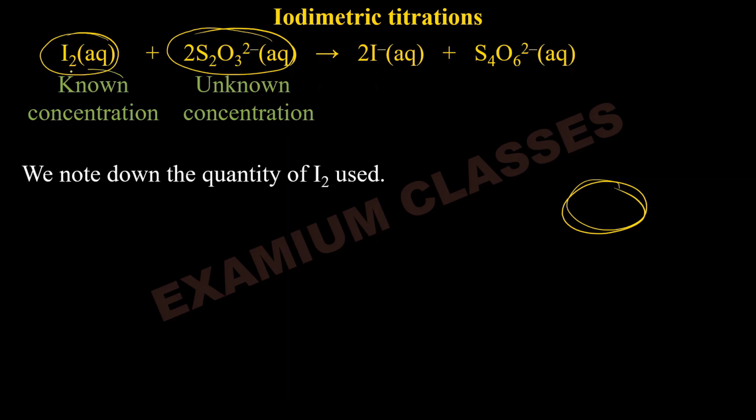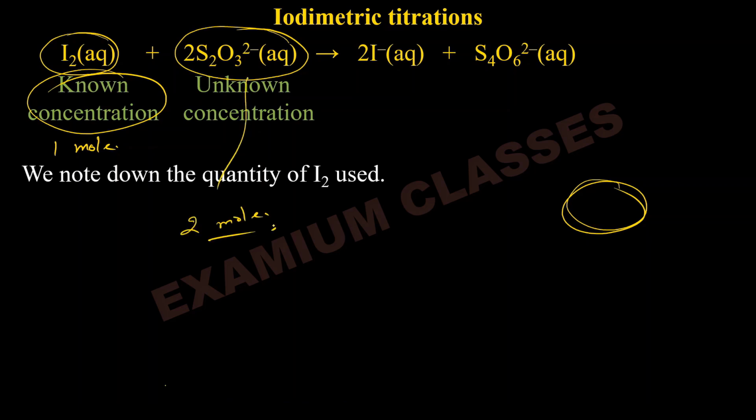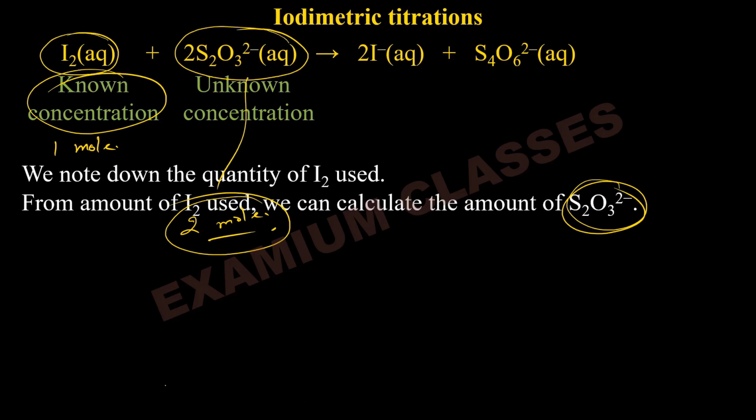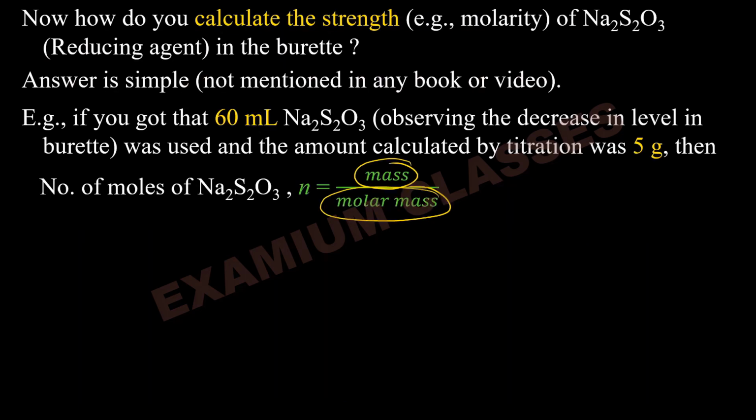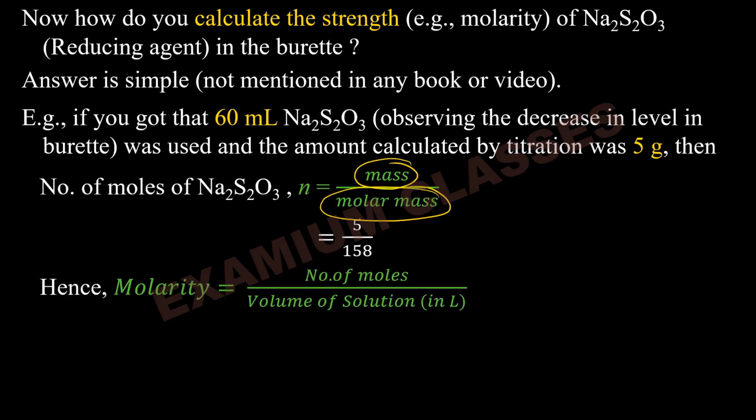So if we already know that we had 1 molar solution, it means there was 1 mole present in 1 liter. Then when the end point is reached, 2 moles of sodium thiosulfate would have been used. So from here I will get the amount of S2O3 2- or Na2S2O3 used. So when we get the number of moles directly, or you can calculate grams also, you can convert it into molarity by the equation number of moles equals mass divided by molar mass. Once you have the number of moles, you can calculate the molarity.